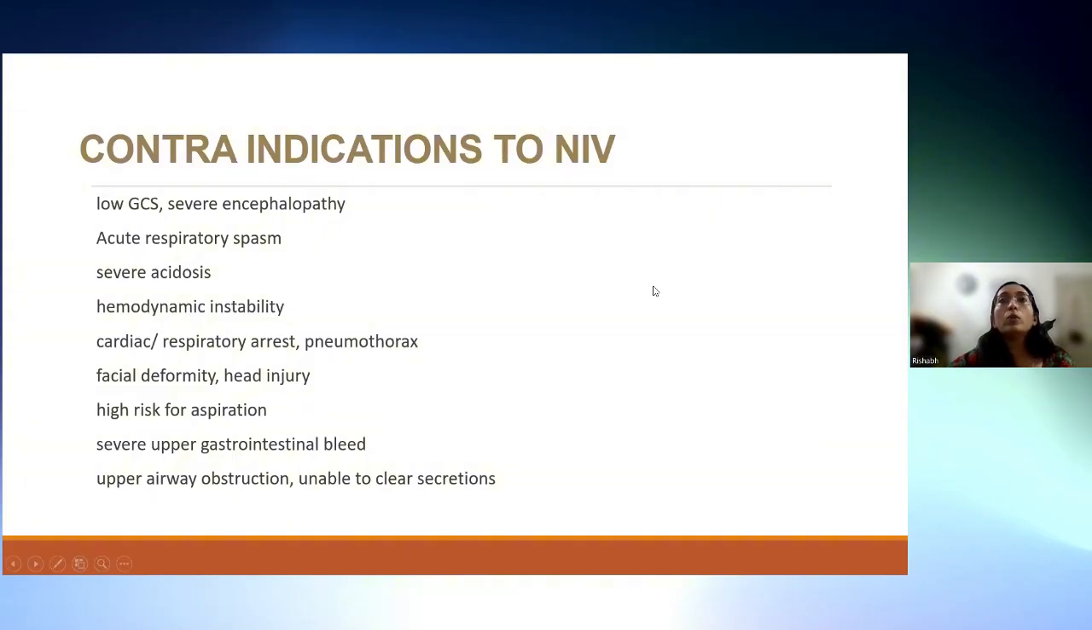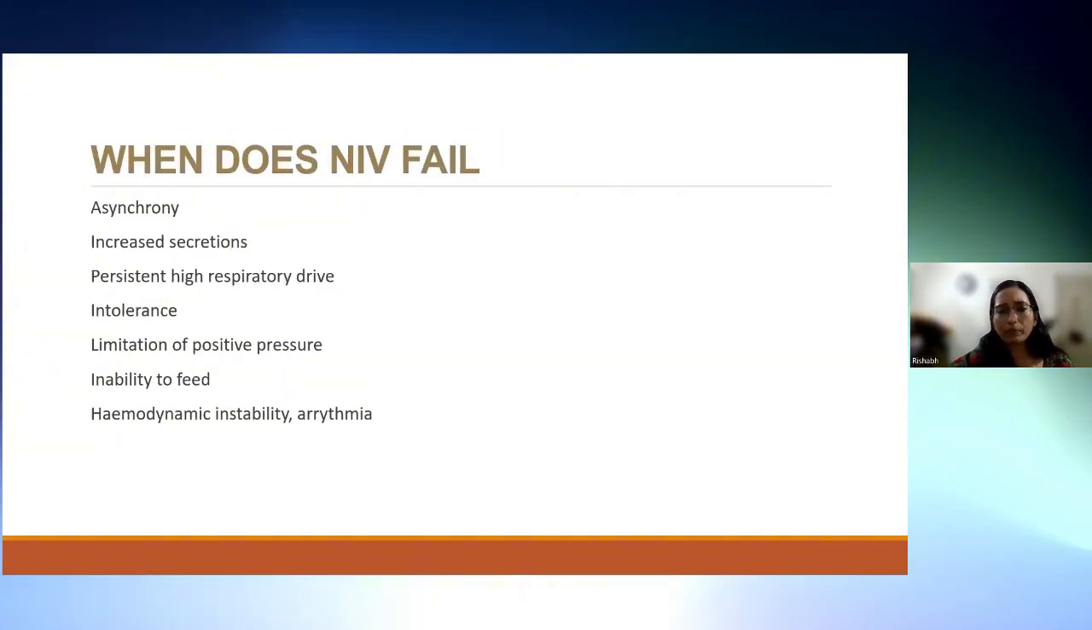But when you cannot give NIV is if the patient has a low GCS, acute respiratory arrest, hemodynamic instability, pneumothorax, head injury causing deterioration in consciousness, high risk of aspiration, or there is a GI bleed, an active severe bleed, or the patient is not able to clear secretions.